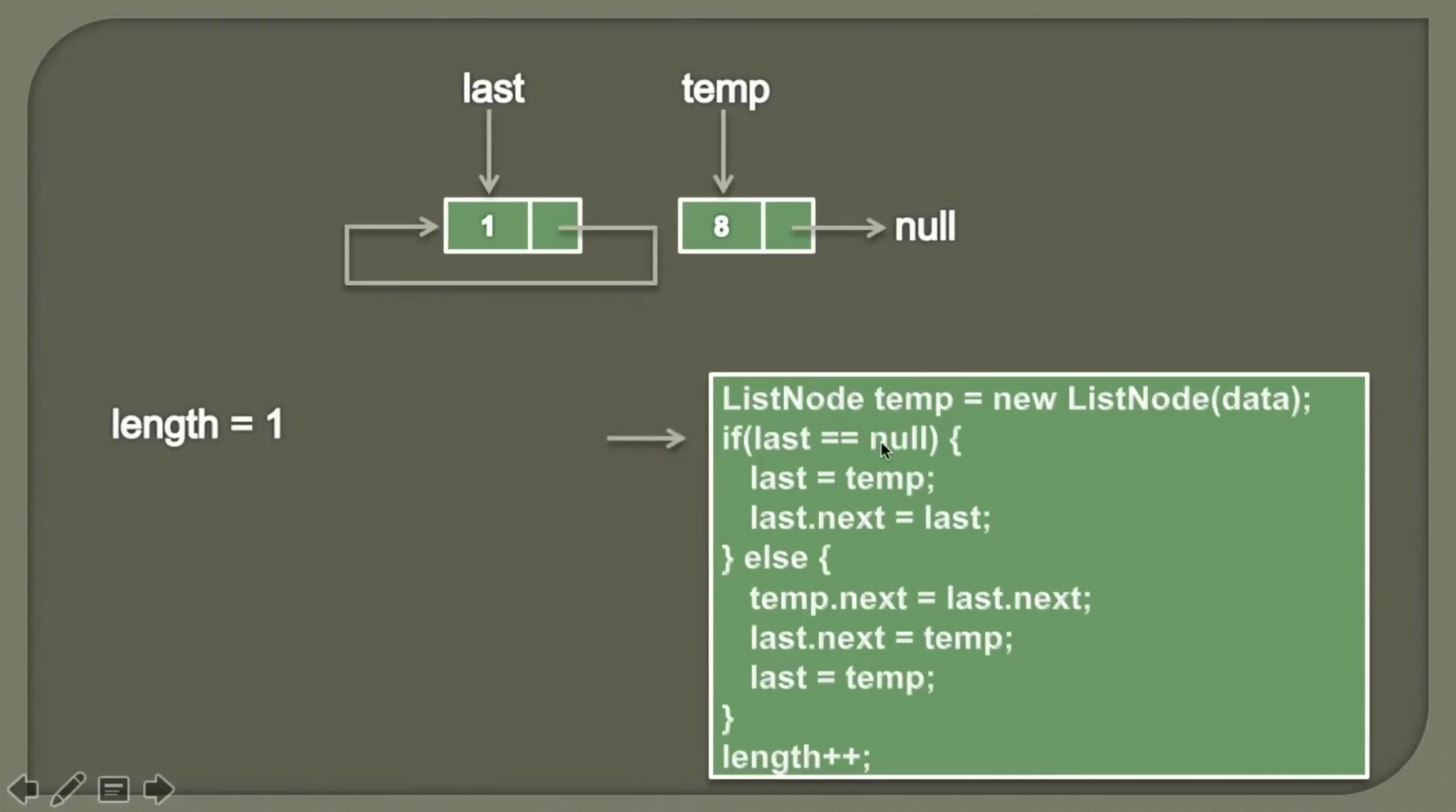So we check whether last is equal to null or not. So now the last is pointing to one node, therefore it's not equal to null. Therefore the condition in the if block comes out to be false. So the else part will be executed.